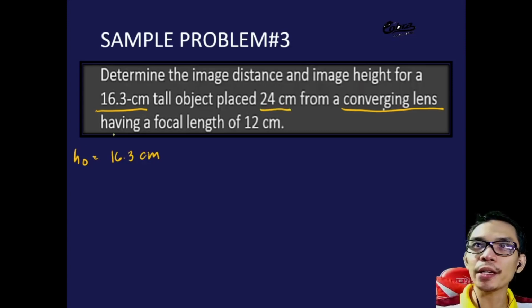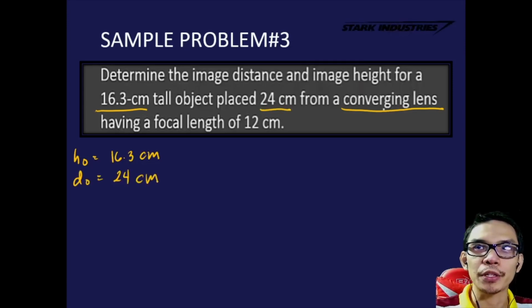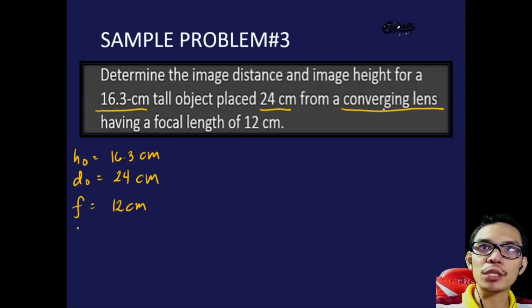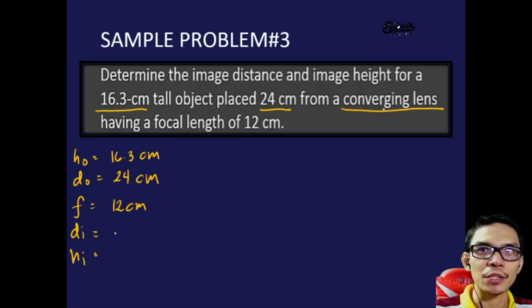And 24 here is the distance of the object, 24 centimeters. Next one, we have the focal length for this one. So the focal length is 12 cm. Now we are asked to find out the image distance and also the height of the image. So both of them are missing here.